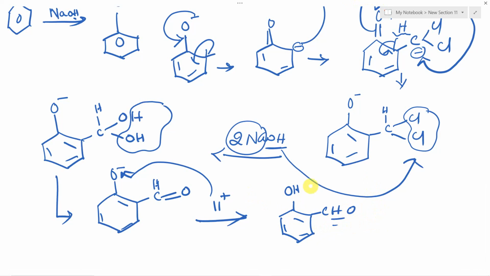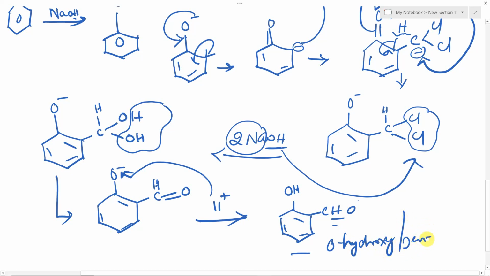And we can understand that there will be hydrogen bonding between the oxygen and hydrogen of this compound, so that the ortho isomer is highly preferred. Right? So here, this compound is otherwise called orthohydroxybenzaldehyde or salicylaldehyde.